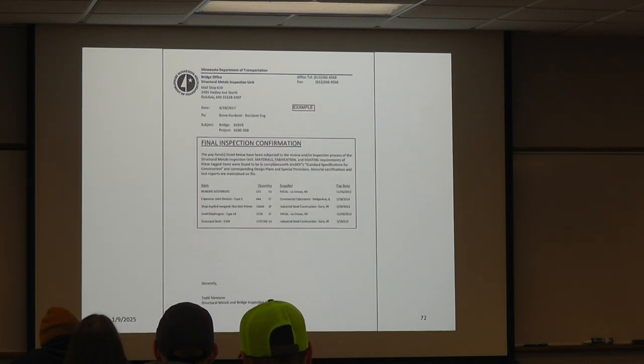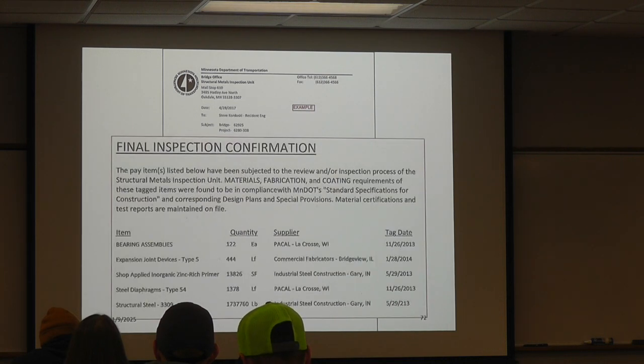But then once all structural metals for a job have been fabricated, you'll get this final one that's going to list out every item that's been inspected, the quantities, where, and the final tag date. So again, these couple documents are what you need to retain.